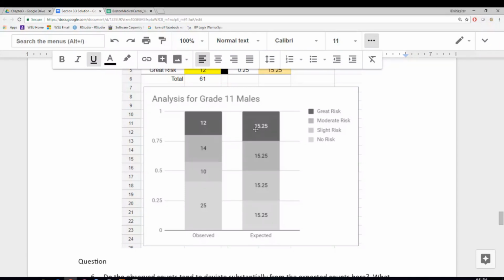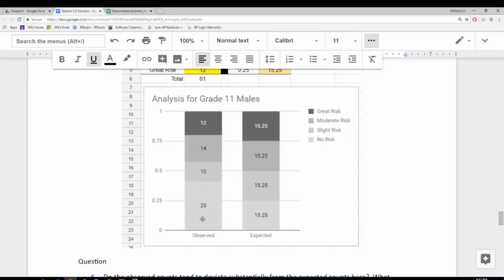Now the great risk group is not too far off from what I expect. There's a certain percentage certainly that think smoking weed is of great risk. These are grade 11 males now. For the moderate risk, it looks pretty close as well, 14 and 15. I do have some differences down here in the no risk group though. I had 25 grade 11 males who thought smoking weed was of no risk. I should have only seen about 15.